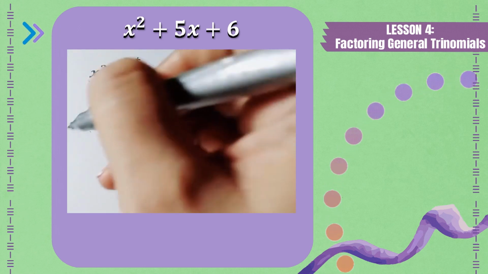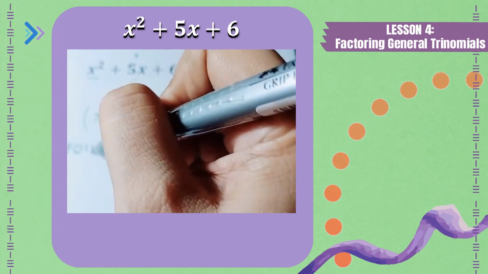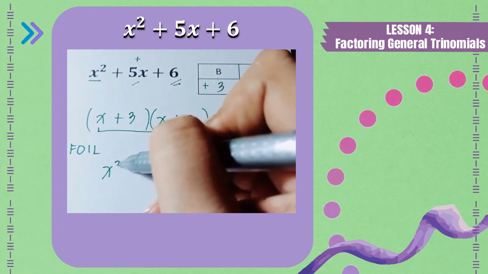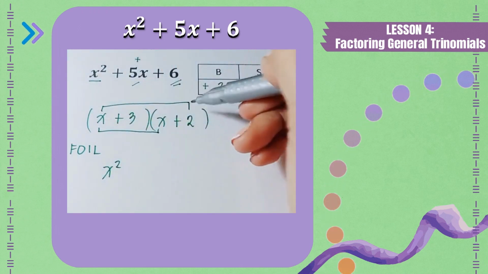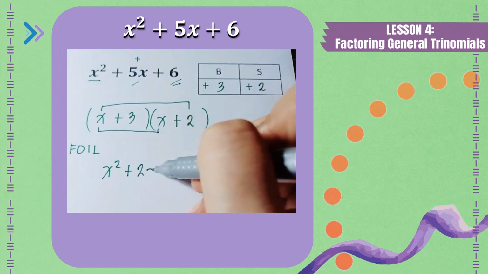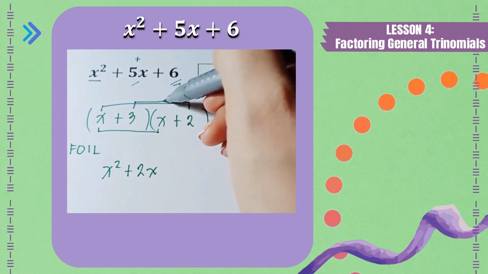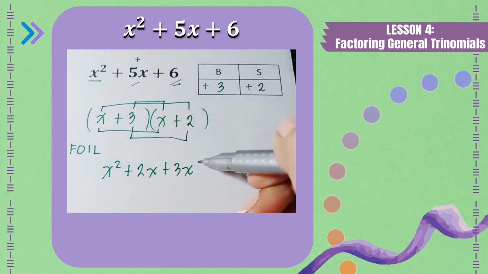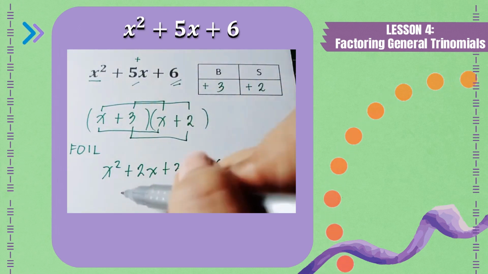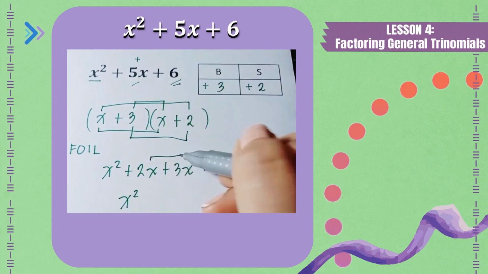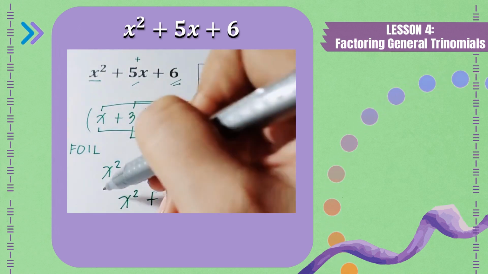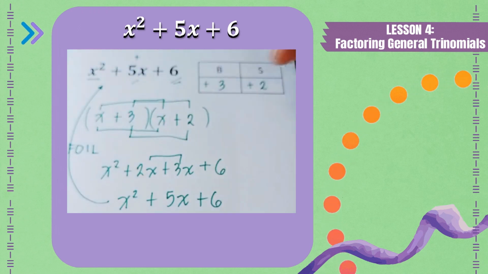So, let us check using the FOIL method. First terms, so we have x squared. Outer terms, we have positive 2x. And inner terms, we have positive 3x. Last terms, we have positive 6. So, x squared plus 5x plus 6, which is our original trinomial.